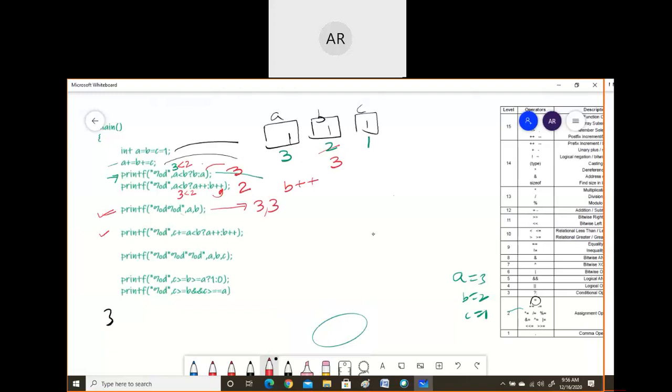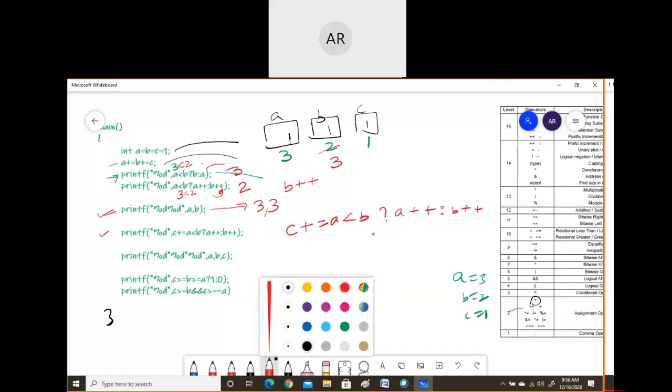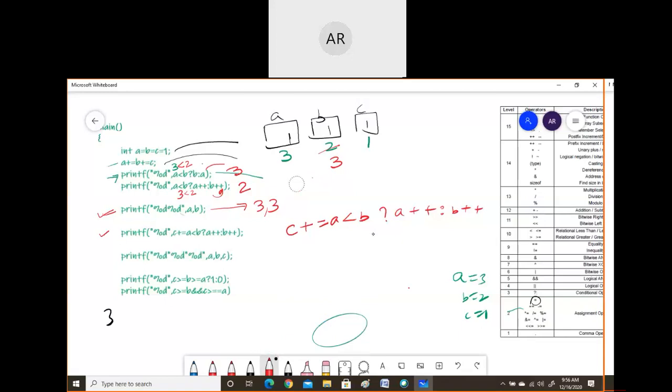B will be 3, because there is a post increment, right? In line number 3, in line number 4, this is the important one: c plus equal to a less than b question mark a plus plus colon b plus plus, right? So how will this expression be executed?